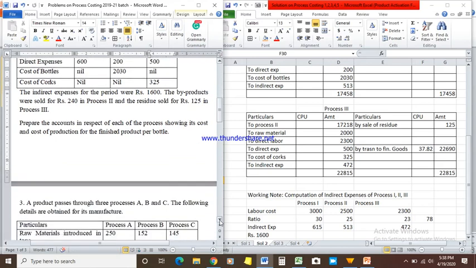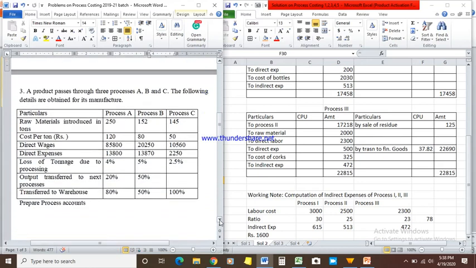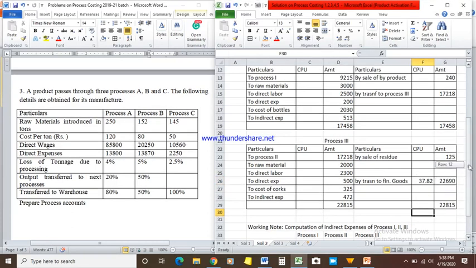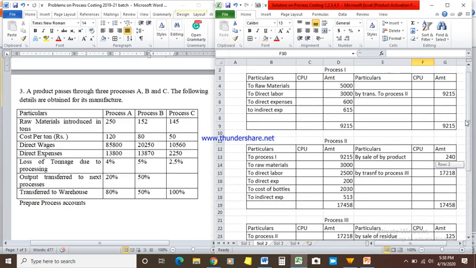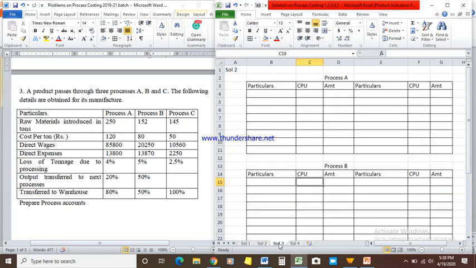Now let's go into a slightly complex one. Having understood how the process account is prepared when we are manufacturing a given quantity by undergoing different processes, it's easy. Now let's look into the next type.